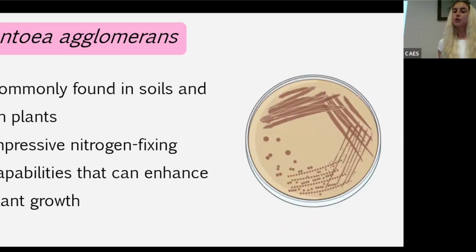The phyllosphere is host to many microorganisms, including a species of bacteria that I used in my experiments called Pantoea agglomerans. This bacteria is highly prevalent in the environment and is most commonly found in soils and on plants. Pantoea exhibits impressive nitrogen fixing capabilities, and because of this, it can enhance plant growth.